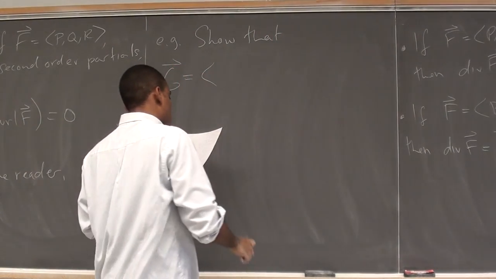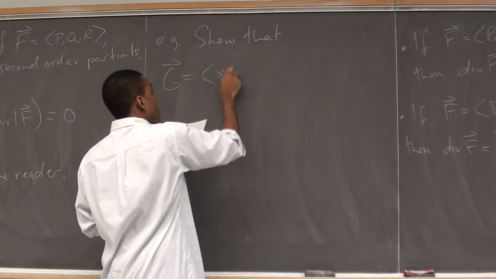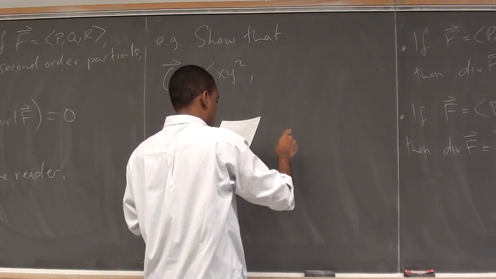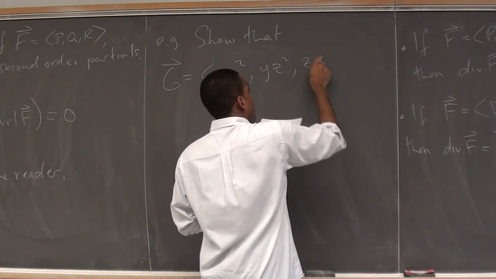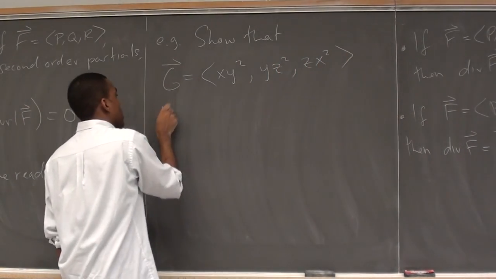Show that this vector field, G, x1 squared, squared, is not a curl.